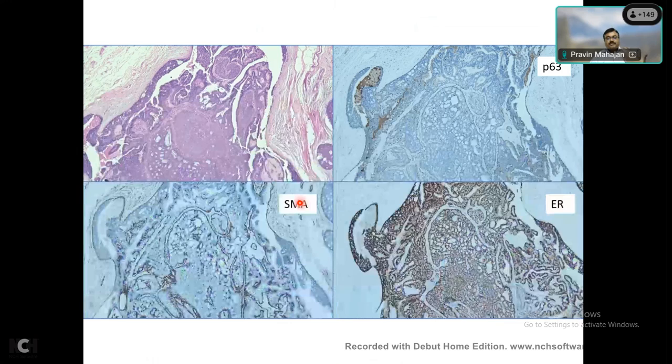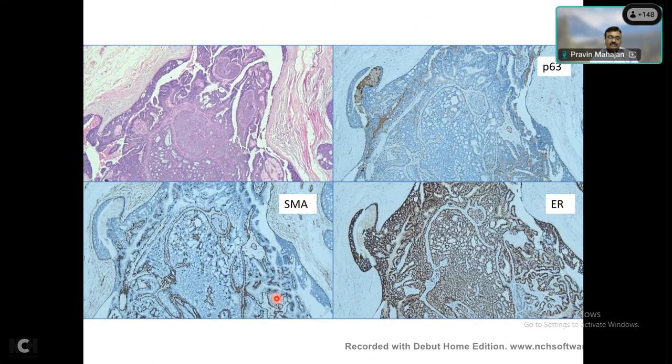So the first marker you'll use is P63. What you are seeing in P63 is that it is present within this papillae here at the periphery, and it looks reduced in the center where this more atypical looking proliferation is going on.